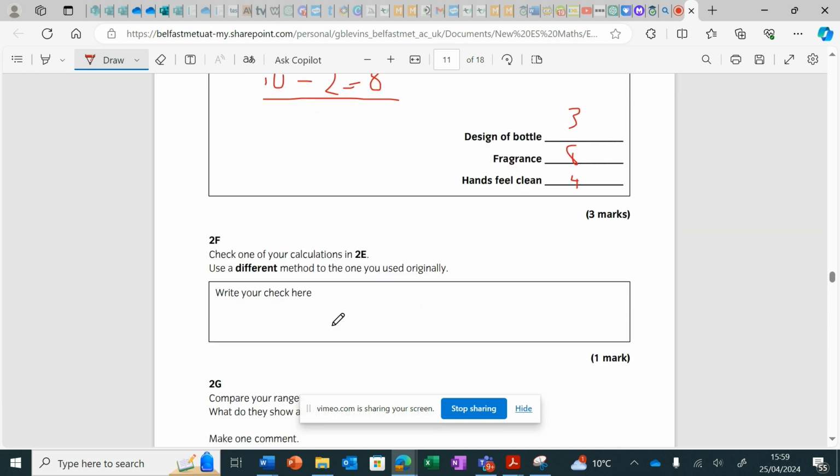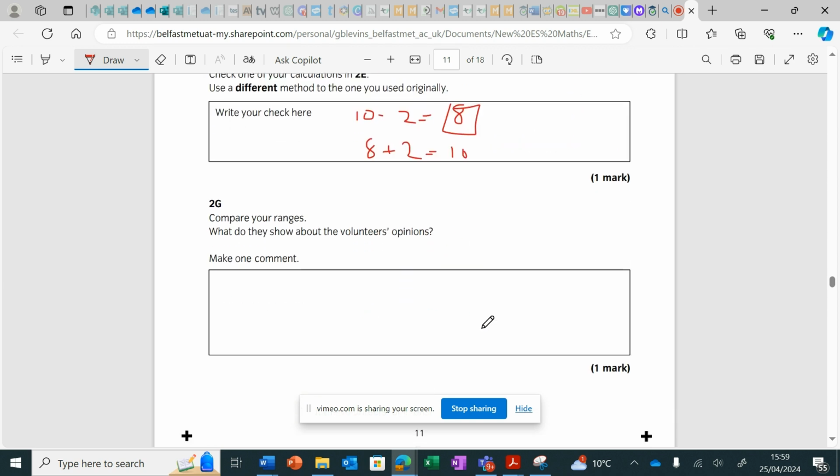Use a different method to check an original calculation from 10e. Well, that's extremely easy. We'll do a wee reverse check. We'll take the answer, and instead of subtracting, as we're going the opposite way, we will reverse it and add 2, and we'll get back to 10.